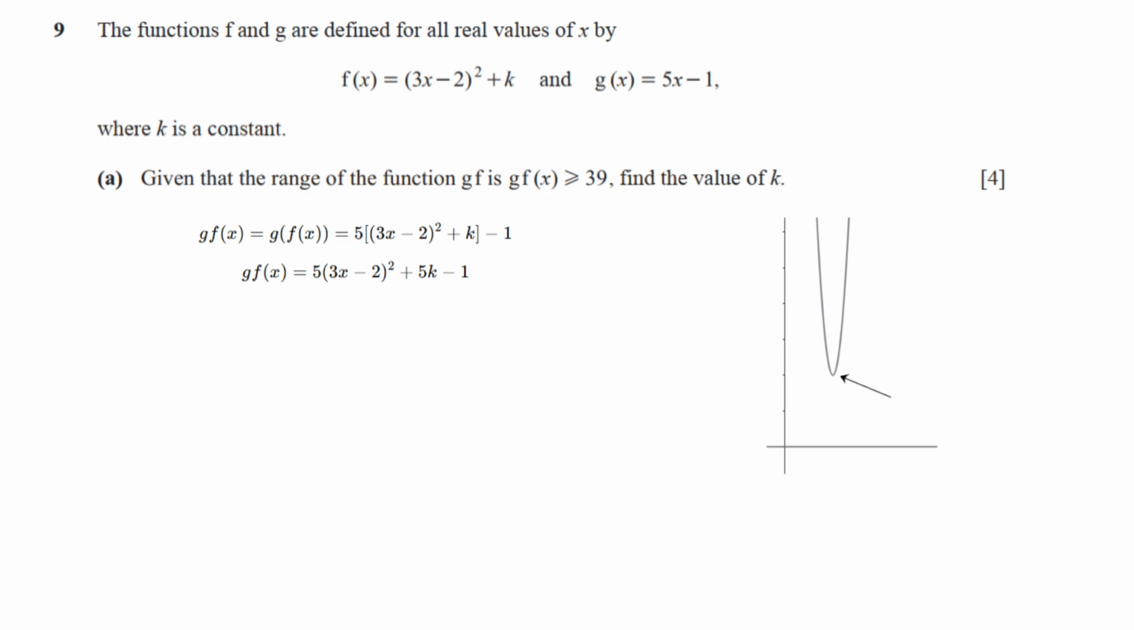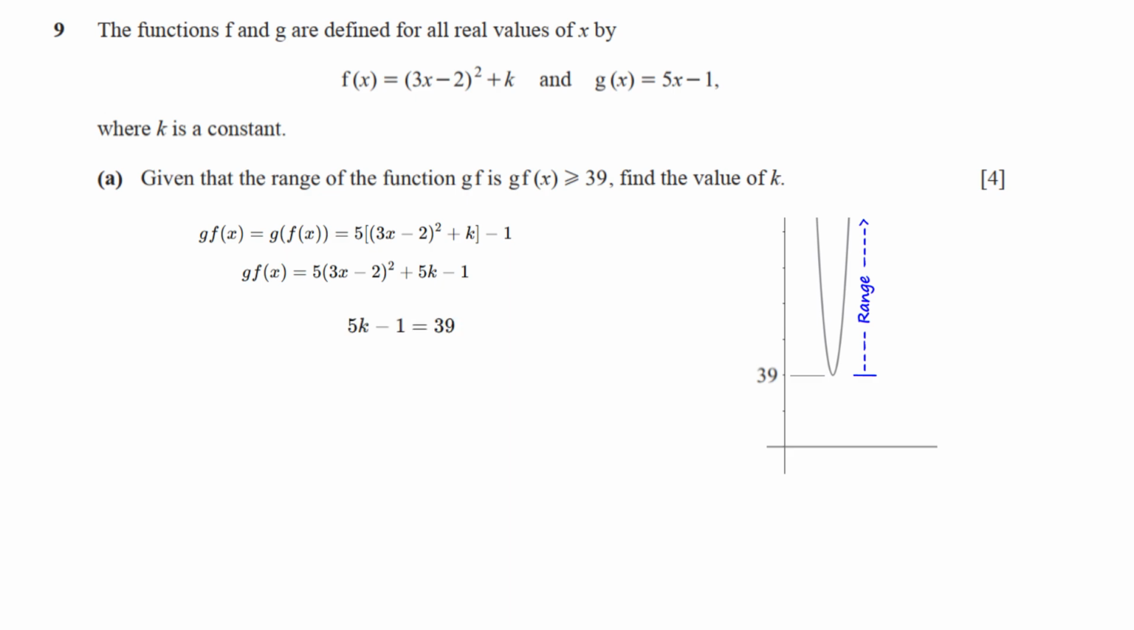From this equation, which is in completing the square format, 5k minus 1 is the y coordinate of this minimum point, and it's given the range of the curve is greater than or equal to 39. We know from this to above is the range. Okay, so the minimum point here for the y coordinate will be 39.